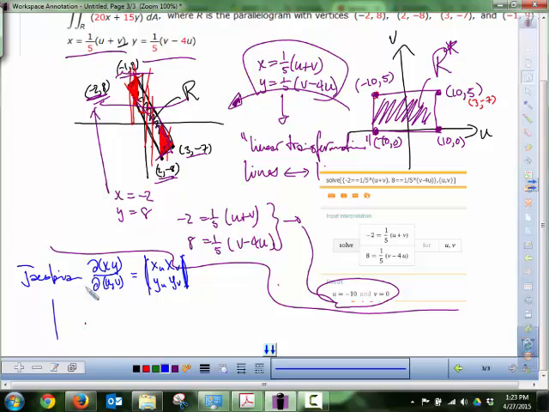So let's calculate x sub u. The derivative of the first one with respect to u looks like it's just going to be 1/5. The derivative of x with respect to v looks like it's still going to be 1/5. The derivative of y with respect to u, this has a negative 4u, and there's a 1/5 out there, so I'll say negative 4/5. And then the derivative of y with respect to v, that's another 1/5.